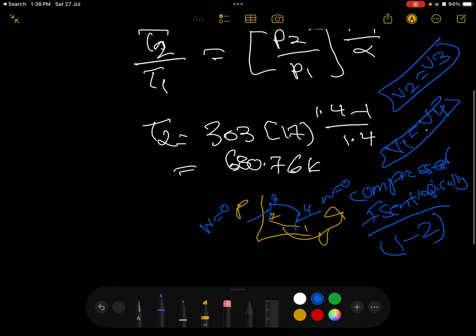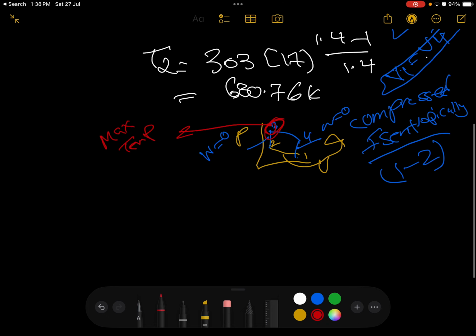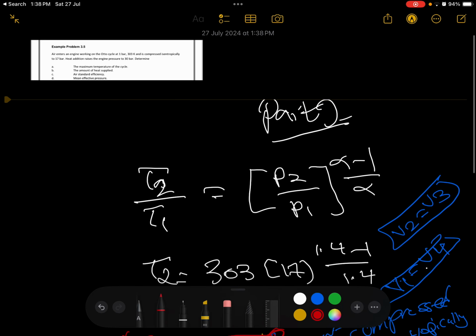And what do we mean by maximum temperature? This is the maximum temperature of the cycle. So we can go on and find the maximum temperature, which is T3. We know that P2 divided by T2 equals P3 divided by T3. We have T2 and we have P2, so we can work things out. And we do have P3.